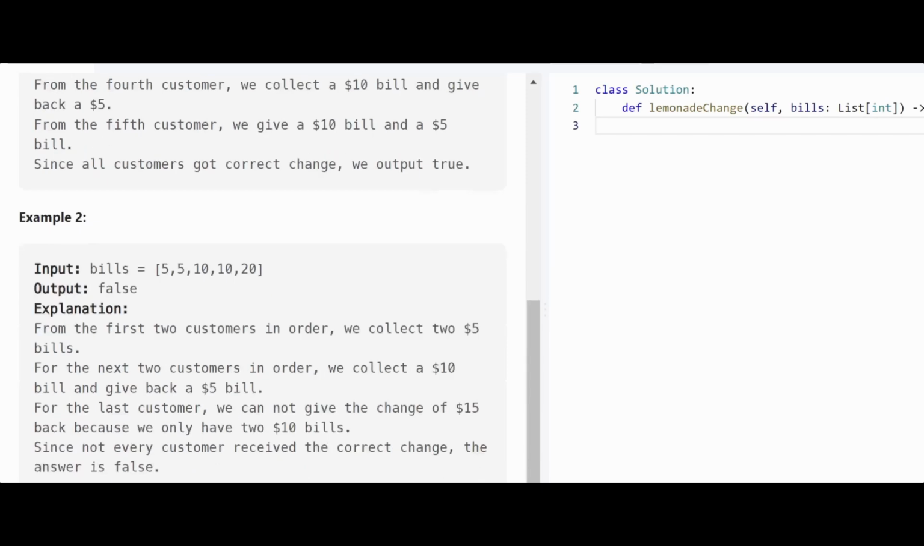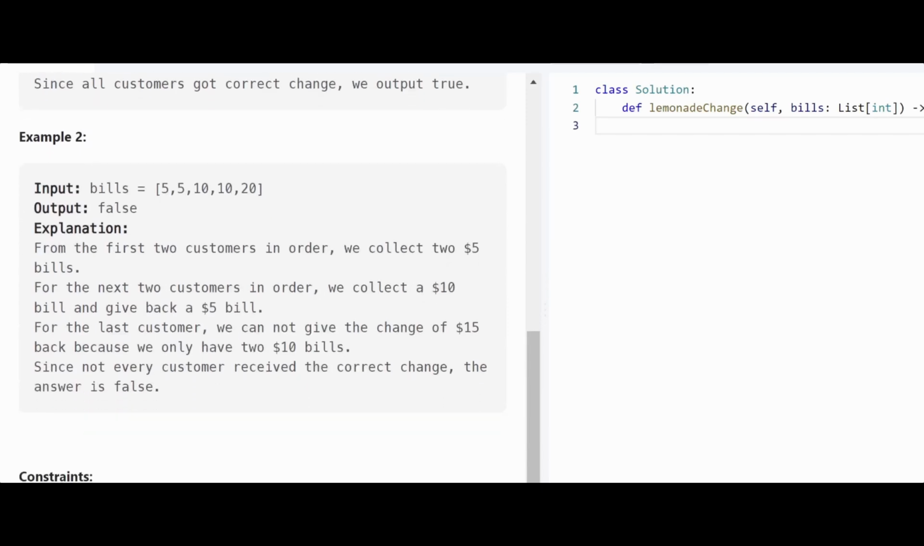Okay. Now let's look at this example. Here you have $5, $5, $10, $20, right? So initially the first two guys give you a $5 bill, so you have $10 with you now. Then the third guy comes to you and he gives you a $10 bill. When he gives you a $10 bill, you return him one $5. So you have one $5 and one $10 bill with you now.